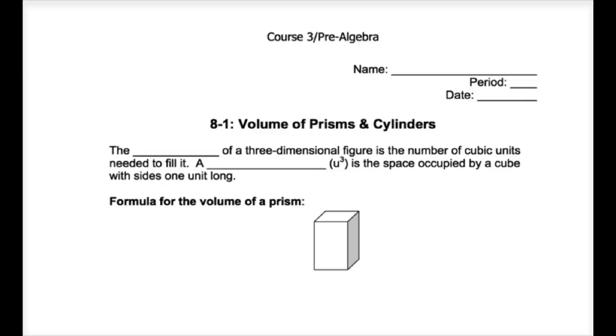All right, we're starting chapter 8. We're going to talk about the volume of prisms and cylinders. The volume, so it goes in that first blank, of a three-dimensional figure, guys, is the number of cubic units needed to fill it.